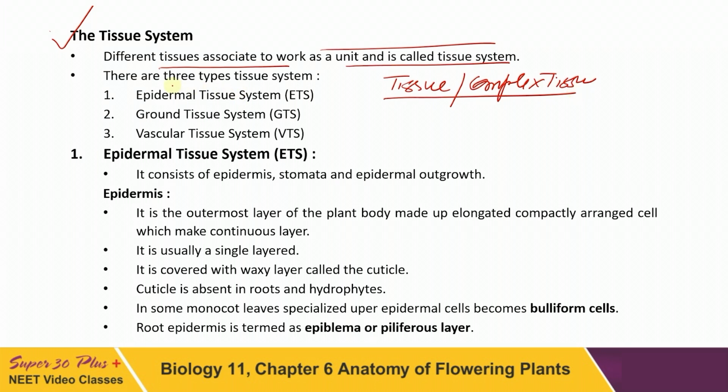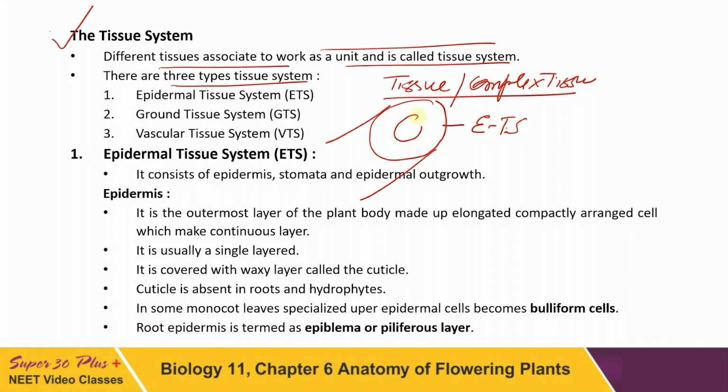So there are three tissue systems found, known as the epidermal tissue system, the ground tissue system, and the vascular tissue system. Let us say a transverse section is being cut. This is the outermost layer, which is known as the epidermal tissue system.